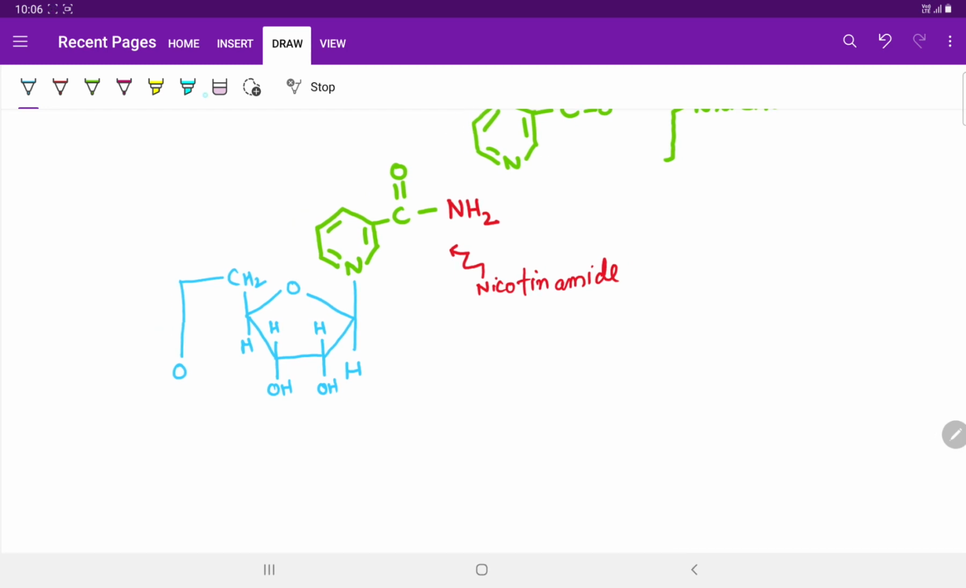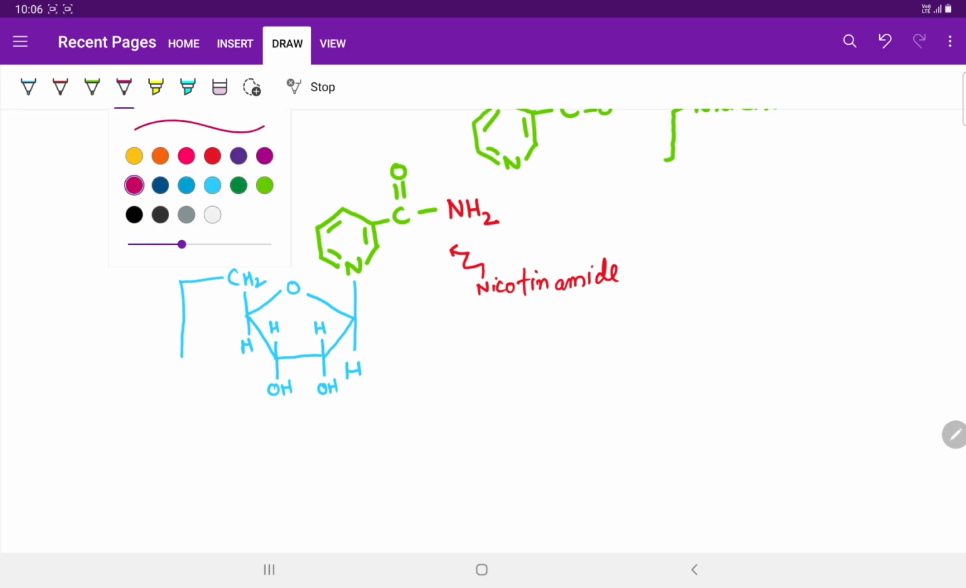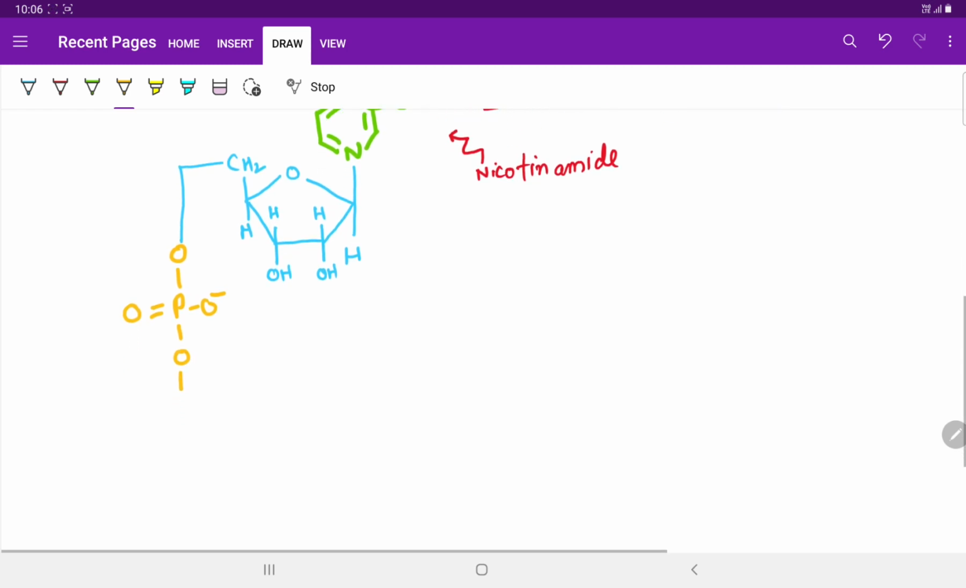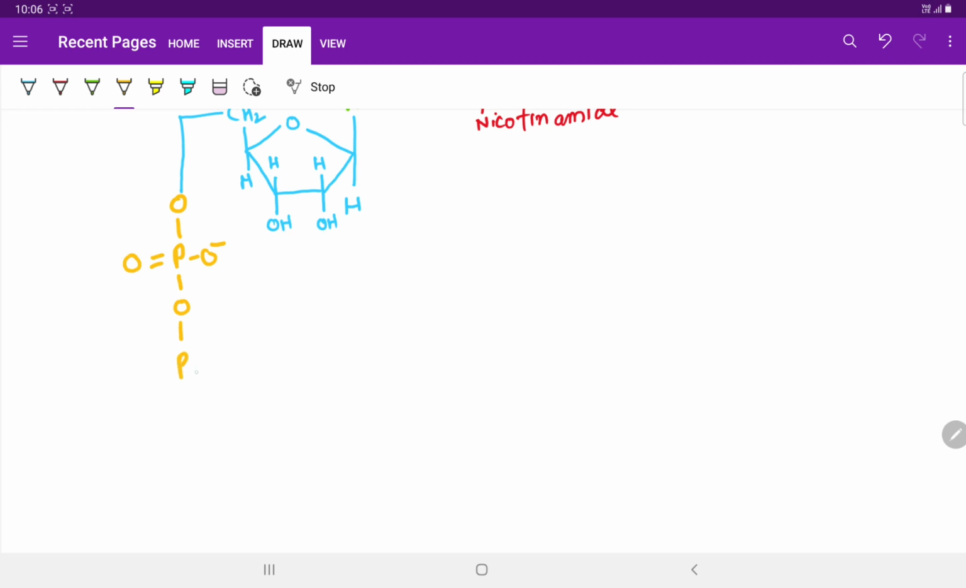Now let us see how a pyrophosphate is attached. I shall be drawing it with a different color, so it will be easier for you to know the structure, how it is different. The pyrophosphate molecule will be attached here. Now this is a pyrophosphate molecule.